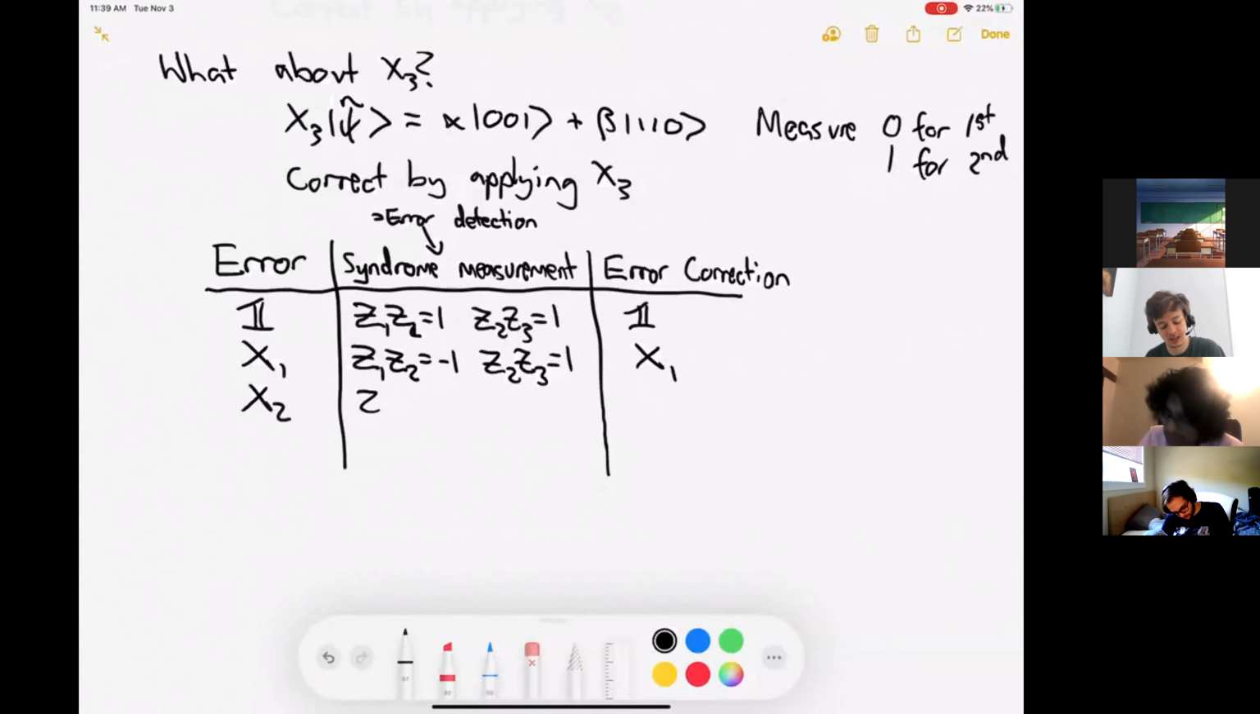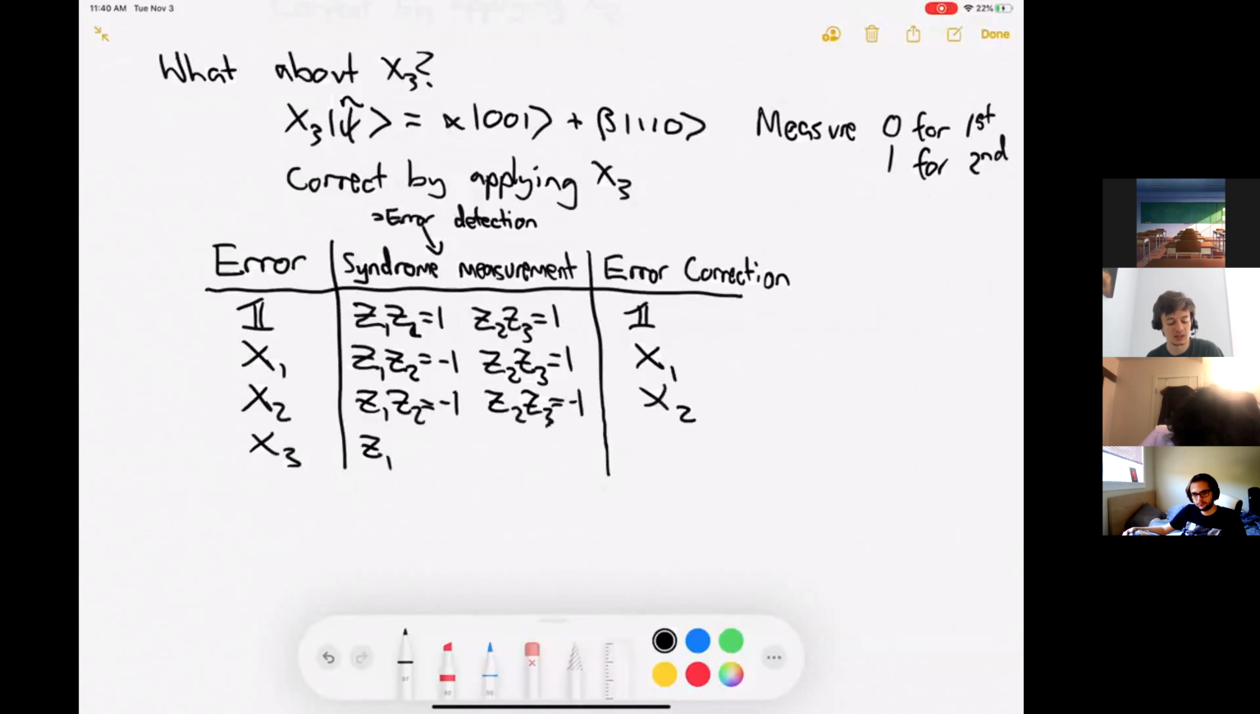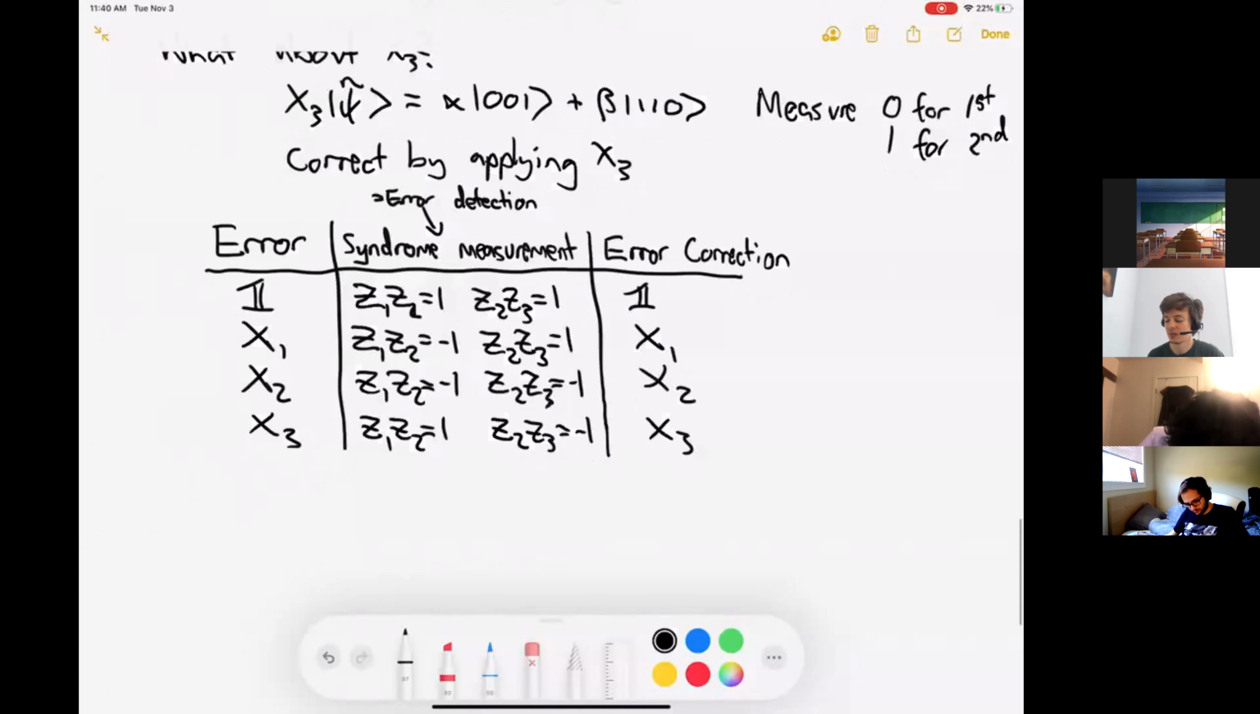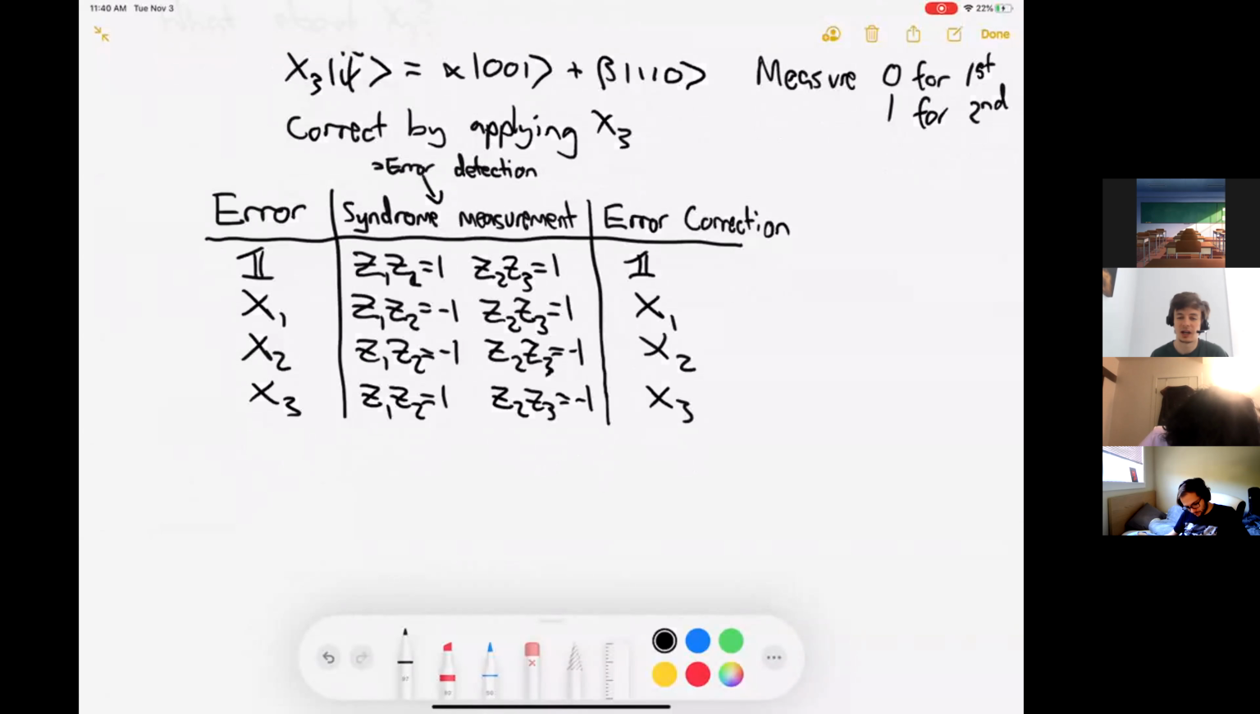Okay. X gate on the second qubit, we have Z1 Z2 equals -1. Z2 Z3 also equals -1. And we correct with an X2. Finally, X gate on the third. Z1 Z2 equals 1. Z2 Z3 equals -1. And we correct with an X on the third qubit. Okay. Any questions about how that all works? Error correcting bit flips on a quantum computer. Okay. Guess we'll go on then.